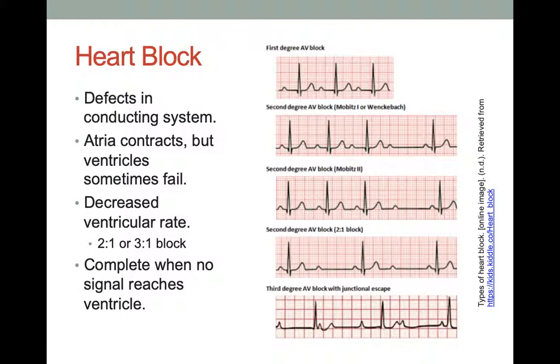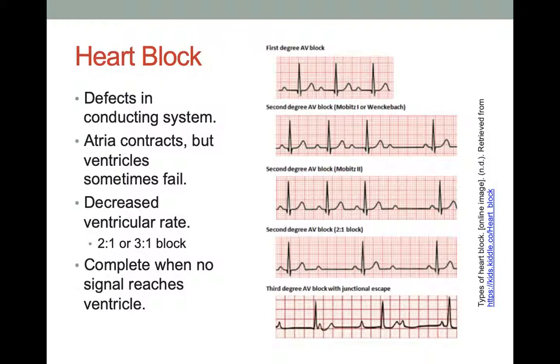If this happens, the rate at which it happens can cause a decreased ventricular rate. Sometimes only every 2 signals produce a ventricular contraction, or every 3. So we recognize these as 2-to-1 or 3-to-1 blocks, not to be confused with the 2-to-1 or 3-to-1 rhythm that we saw with atrial flutter. So this is with block.